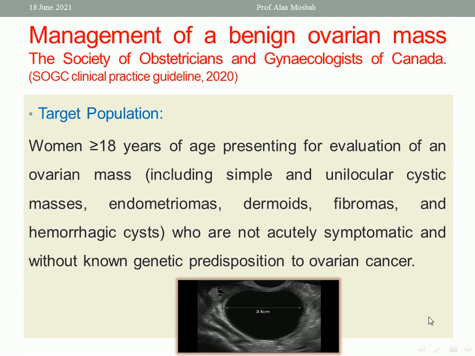Let us go to the management of benign ovarian mass according to the Society of Obstetricians and Gynaecologists of Canada 2020. What is the target population? Women above 18 years of age presenting for evaluation of an ovarian mass, simple unilocular cystic mass, endometrioma, dermoid, fibroma, or hemorrhagic cyst, who are not acutely symptomatic and without known genetic predisposition to ovarian cancer.